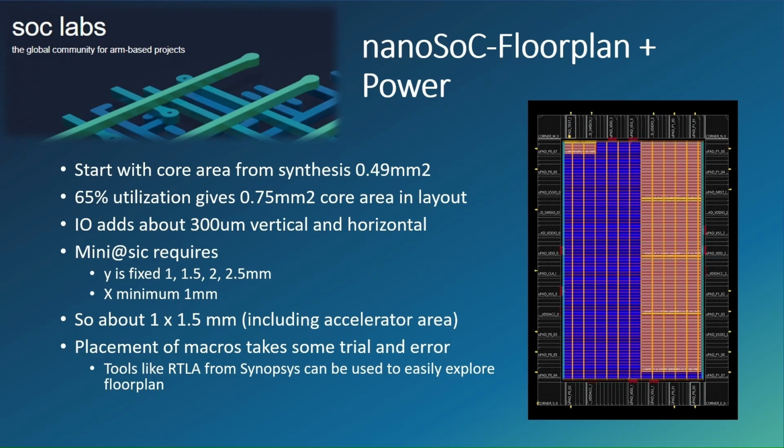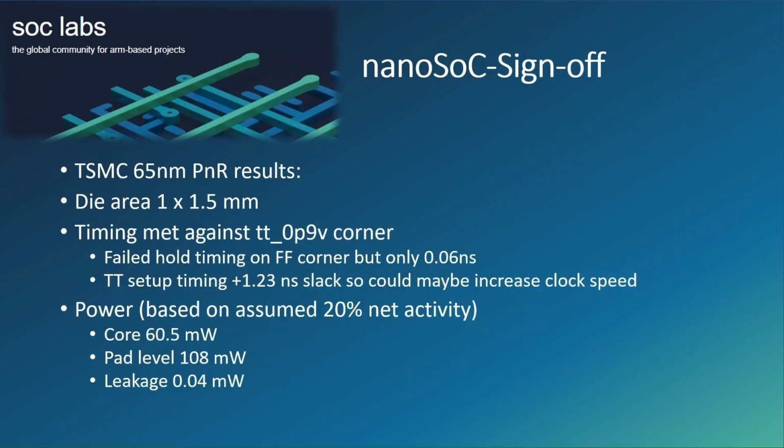The fundamental floor plan for this then is a 1 by 1.5 millimeter area. This is about the smallest we can make it. We have played about with smaller SRAM sizes and things like that, but I think for a useful SoC, this is about as small as we can get. And this signed off nicely at this size.